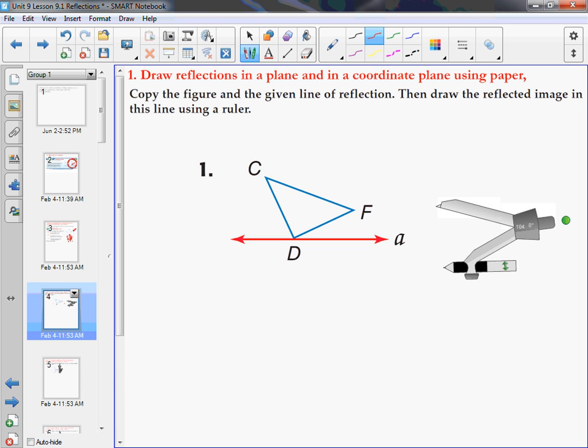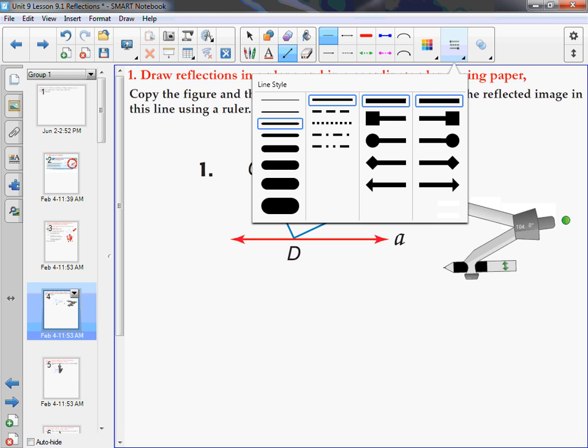Everybody got triangle CDF and the line of reflection? Here's what we do next, and this is really the hardest part, because we're going to have to eyeball it and do our best to make a dotted line that's perpendicular to that line of reflection.